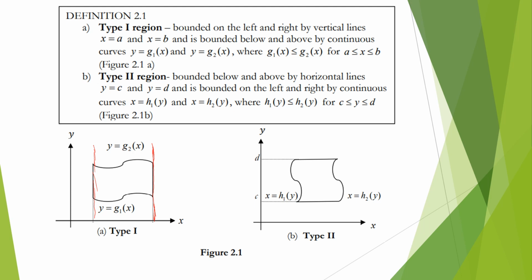Okay, so for type 2, the region is bounded below and above by horizontal lines. So here are our horizontal lines. This is the type 2.